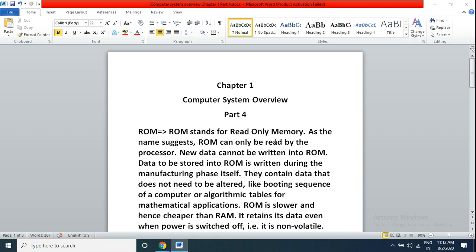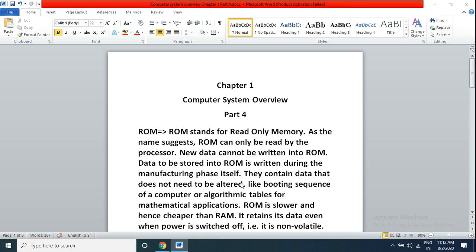As the name suggests, ROM can only be read by the processor. New data cannot be written in ROM. So as the name suggests, read only memory: data which is already written in memory we can read, but we cannot write new data. Data stored in ROM is written during the manufacturing phase itself. So when computer manufacturing companies write the data in ROM, only at that time can data be written.